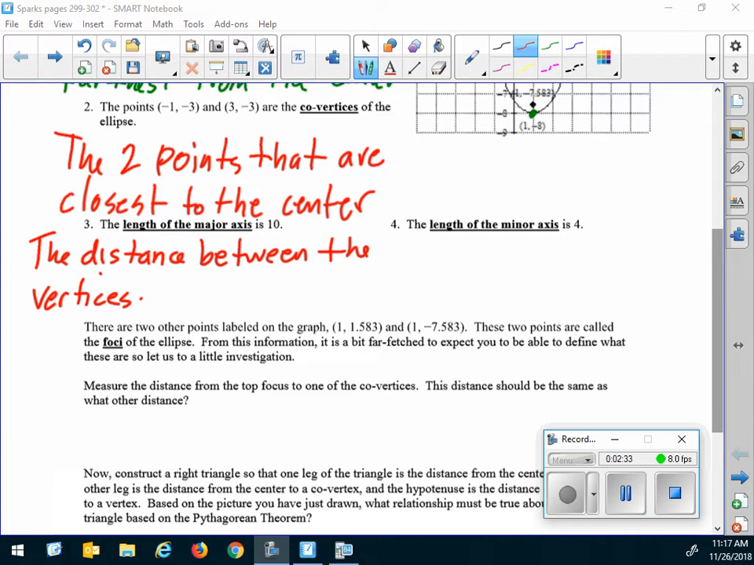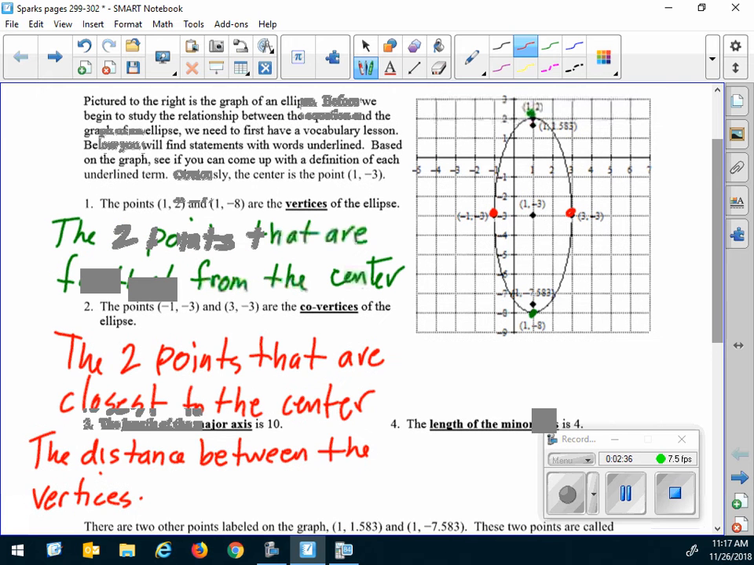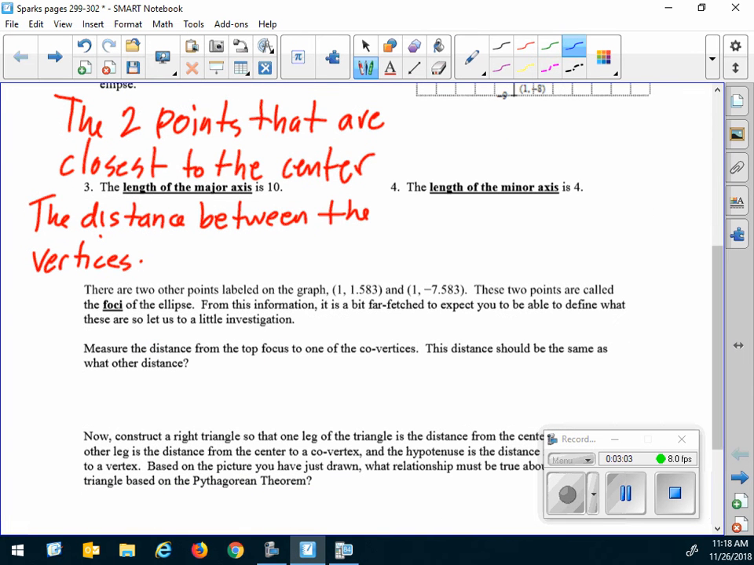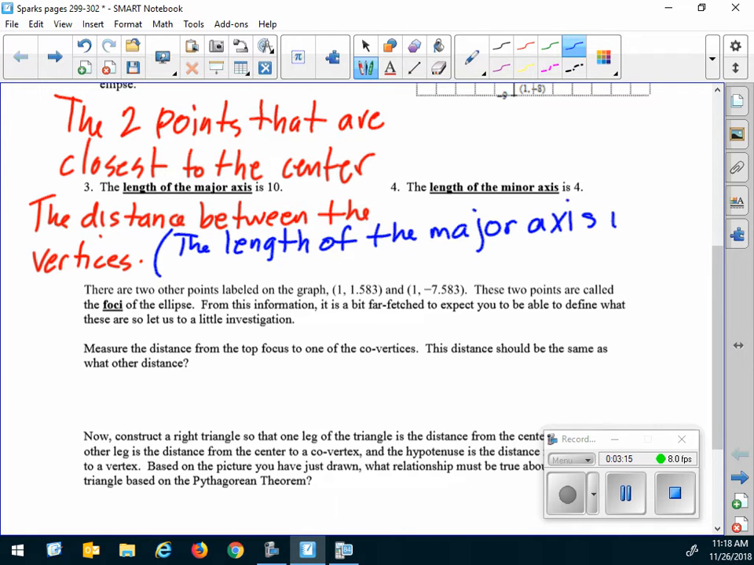There's something I want to include right here. If the distance between the vertices is the major axis, well, let me back up. The distance between the vertices, which is the major axis, has a length of what we call 2a. The distance between the center and a vertex is a. So we're going to write that down. The length, and I'll have to erase this because I'm bleeding over into number 4. The length of the major axis is 2a.